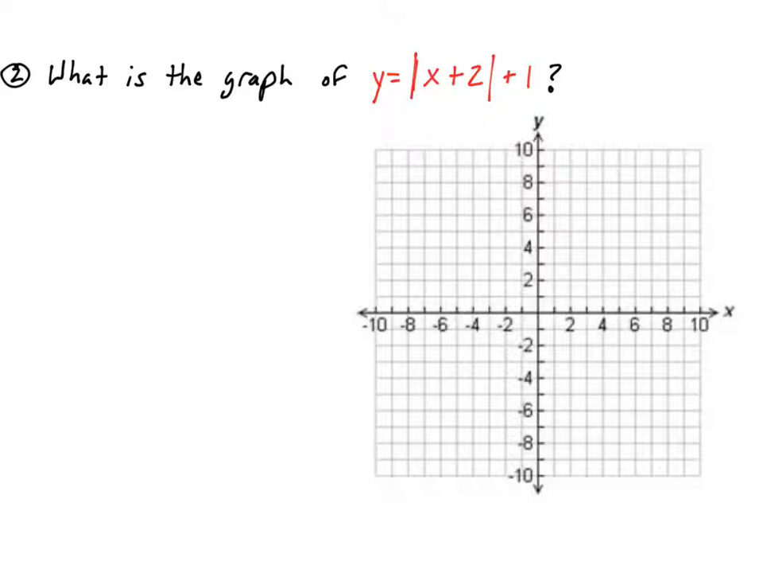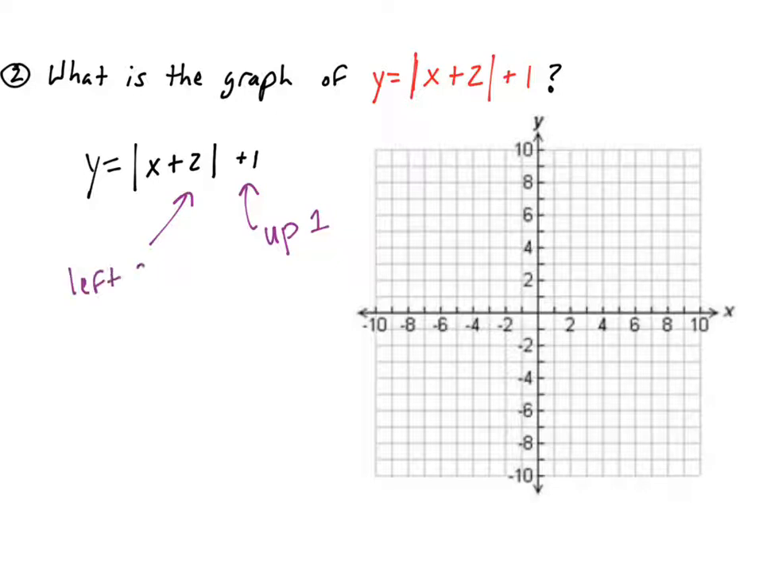Here it's asking what is the graph of y equals the absolute value of x plus 2, plus 1. So same thing, let's deconstruct this. So we know that this is going to be a translation up 1 unit, and this is going to be a translation left 2 units.